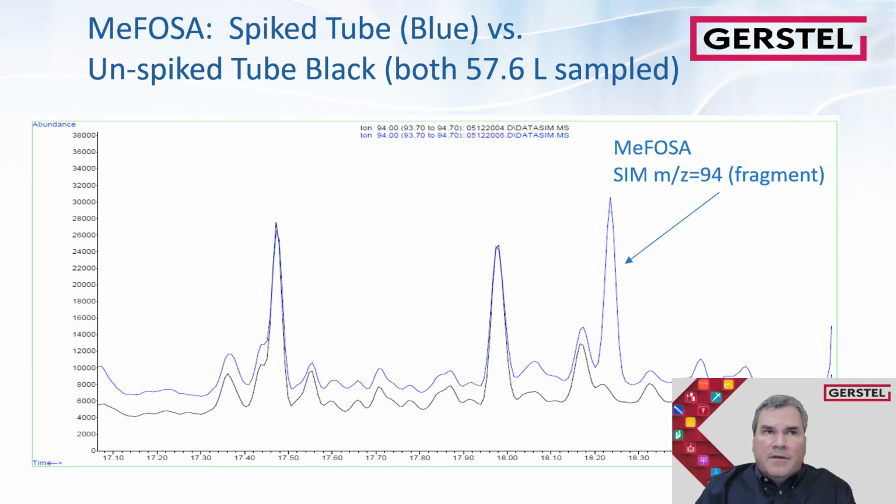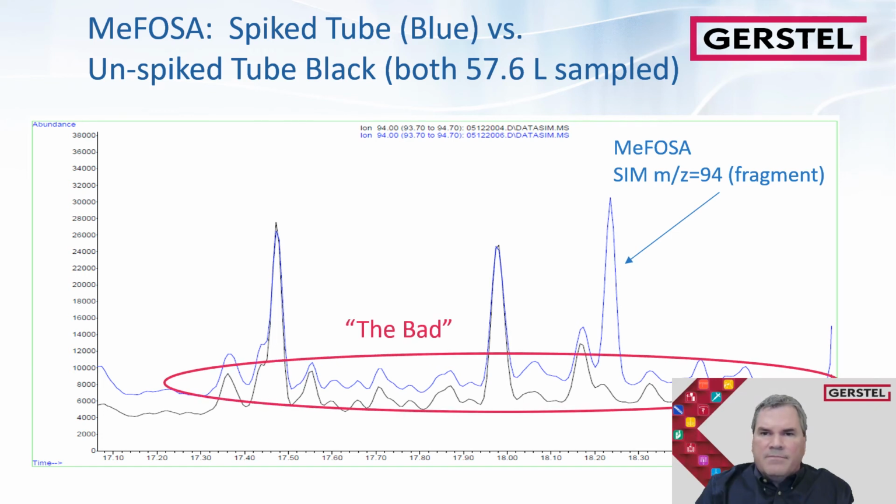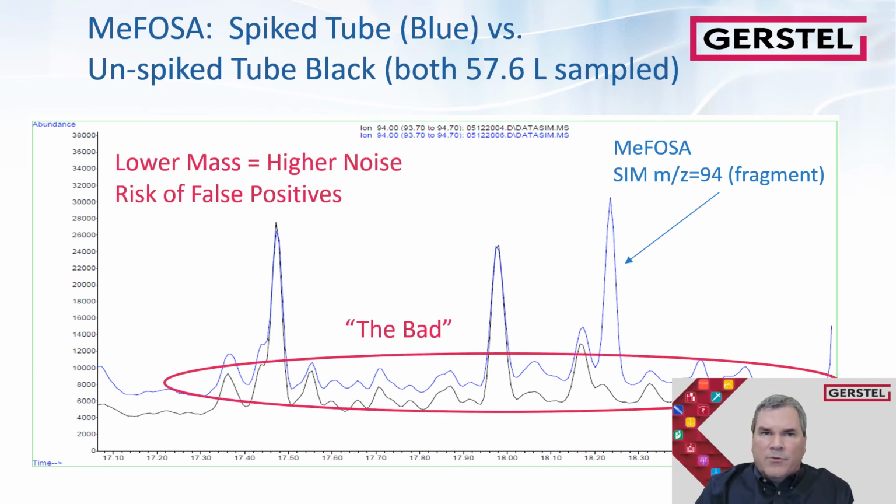Looking at the MIFOSA, which is one of several compounds we looked at, I think we looked at a total of about 14 different compound classes. In this case, the most dominant ion for MIFOSA ends up being 94. So this is SIM done on 94. We did 3 other fragments for verification, but the point being here, you can see that as the mass gets lower, we end up with a lot more noise. That noise is bad because it's going to end up resulting in higher risk of false positives and also higher detection limits because of all the noise that's there.